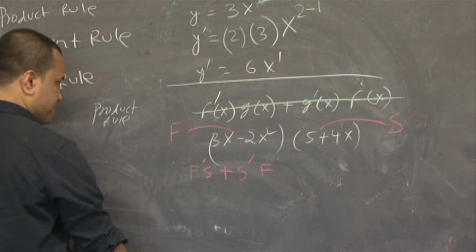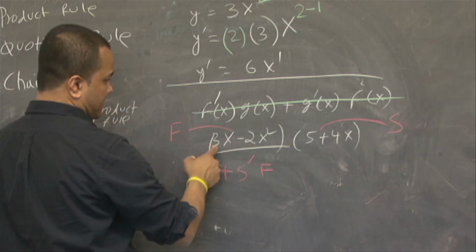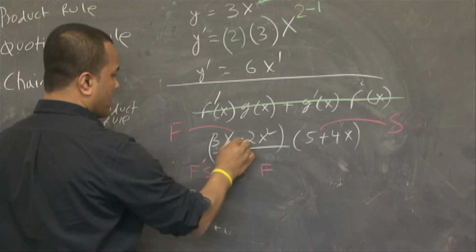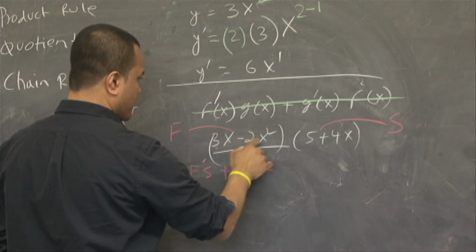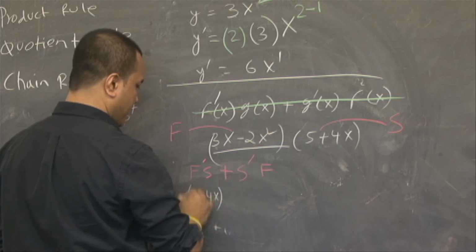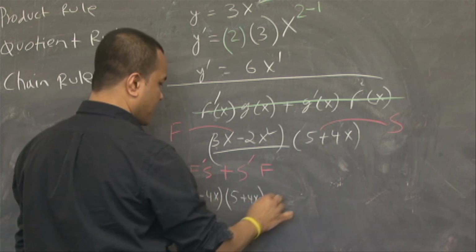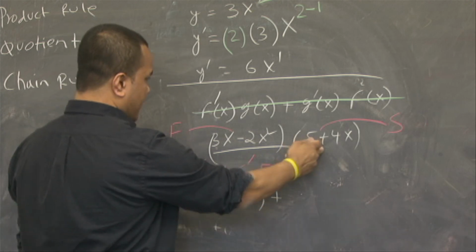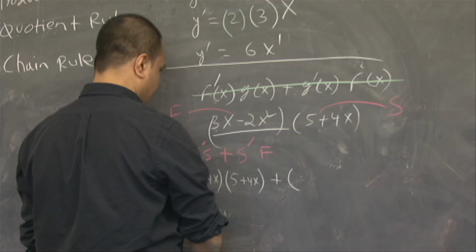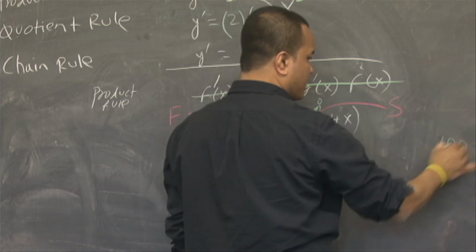So let's take the derivative. What is the derivative of first? What is the derivative of 3x? 3, plus minus, what is the derivative of 2x squared? We can use the power rule. 2 times 2 is 4, 4x. Right? Times second, 5 plus 4x, plus derivative of second. What is the derivative of second? What is the derivative of a constant? The derivative of 5 is 0. Derivative of any constant is 0. Derivative of 100 is 0.